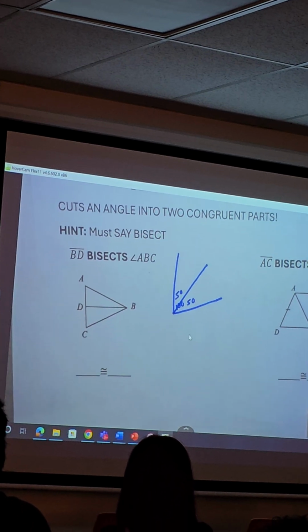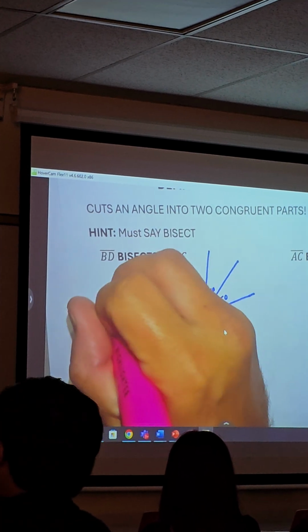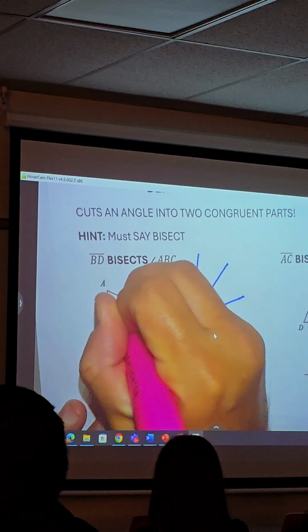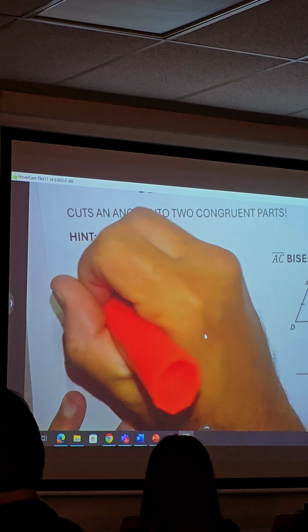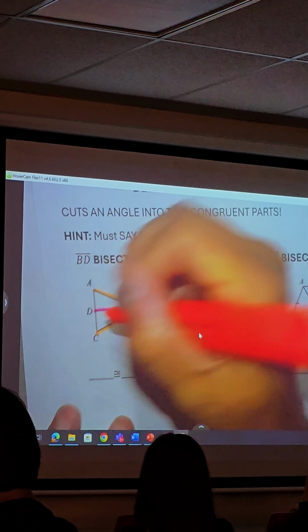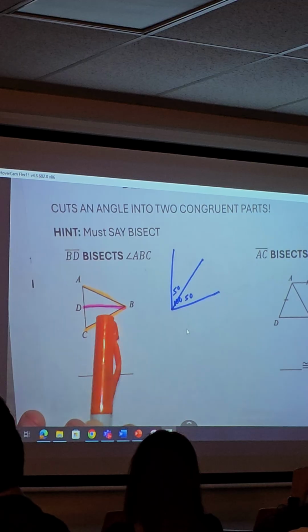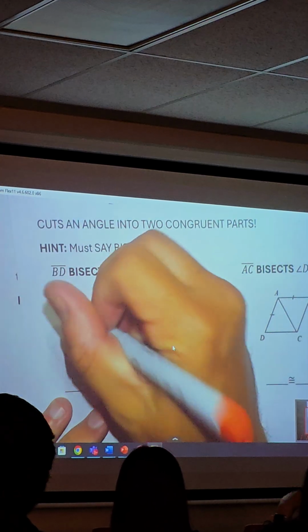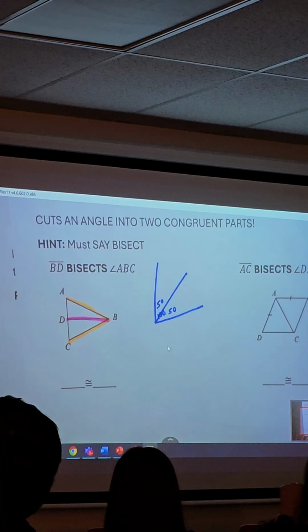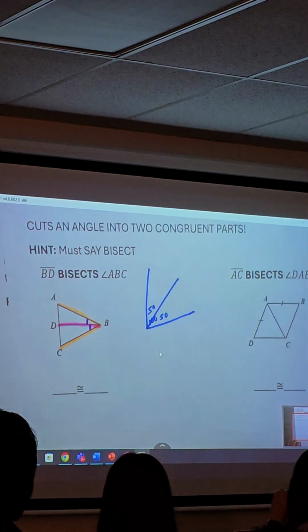Okay. Now if I look here, BD, so what line is bisecting? BD, so our line BD is cutting our angle ABC. So do you see how this pink line just cut our big orange line? So that means this section and this section would be the same.